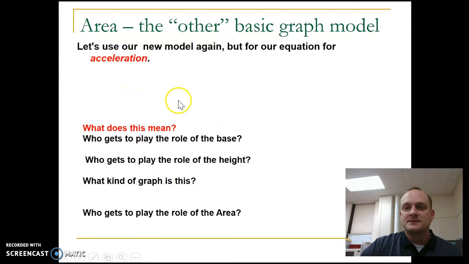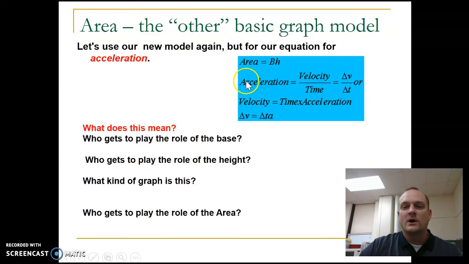Let's look at this model again for area, but now let's look at this equation for acceleration. So area is base times height. We know the acceleration is a change in velocity over time, so by multiplying both sides by time again, I get the velocity to equal the time times the acceleration.